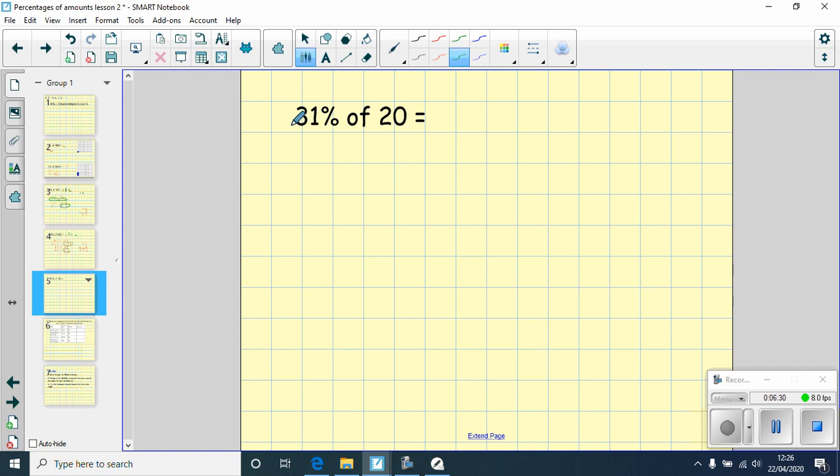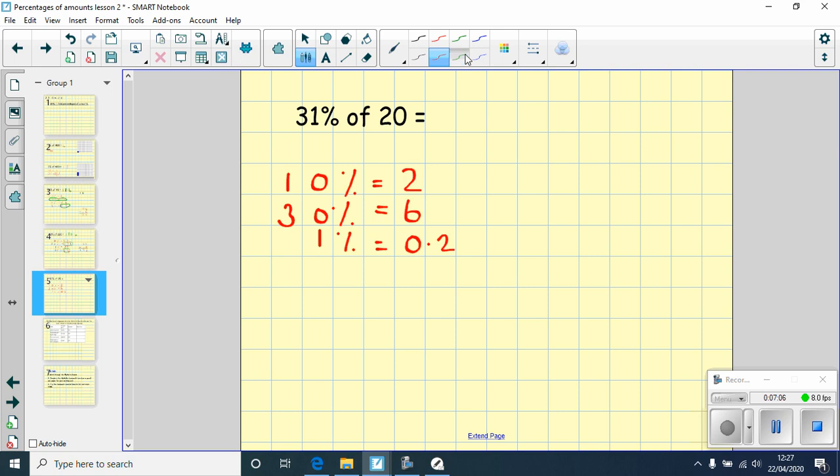Next one, 31% of 20. So exactly the same as what we've just been doing. Let's start with 10%. 10% of 20 is 2. But I want 30%. So to get from 10% to 30%, I times by 3. So I need to times 2 by 3, which is 6. And then I want 1%. To find 1%, I divide by 100. So I've already got 10% is 2, so that means if I divide 20 by 100, I'd get 0.2.